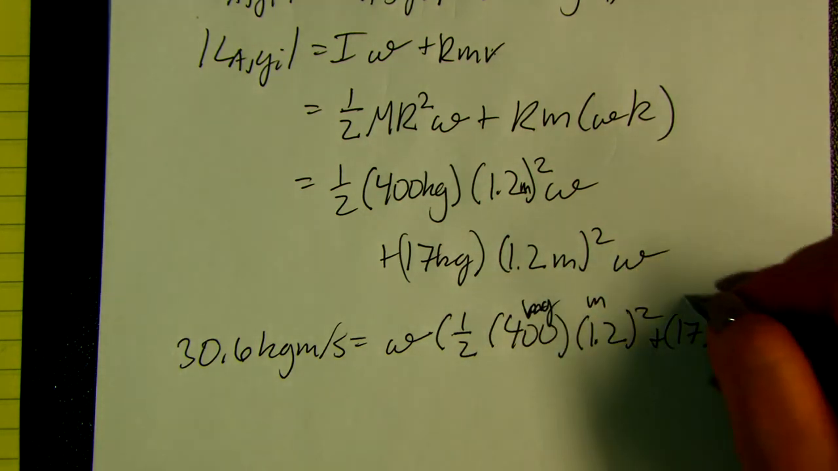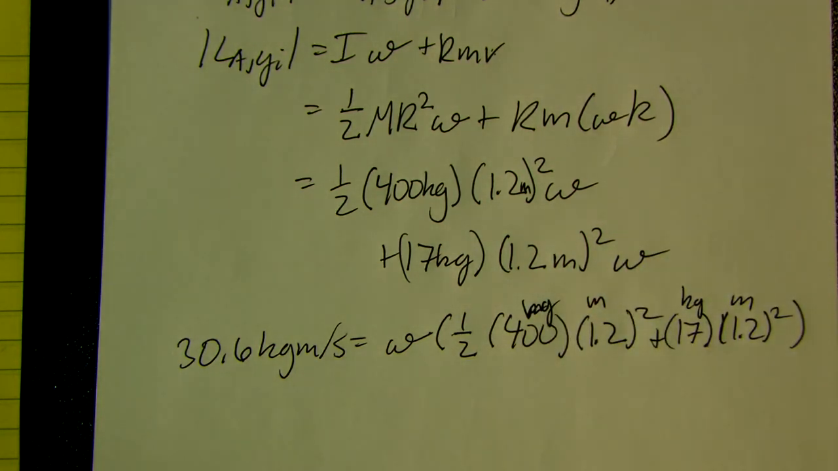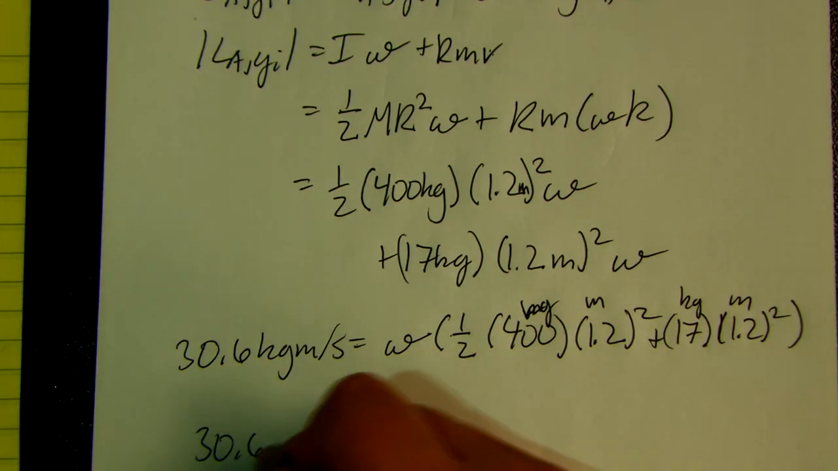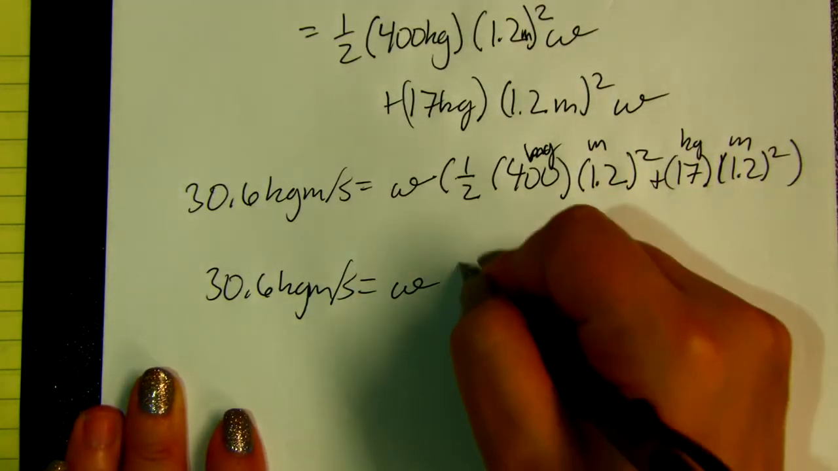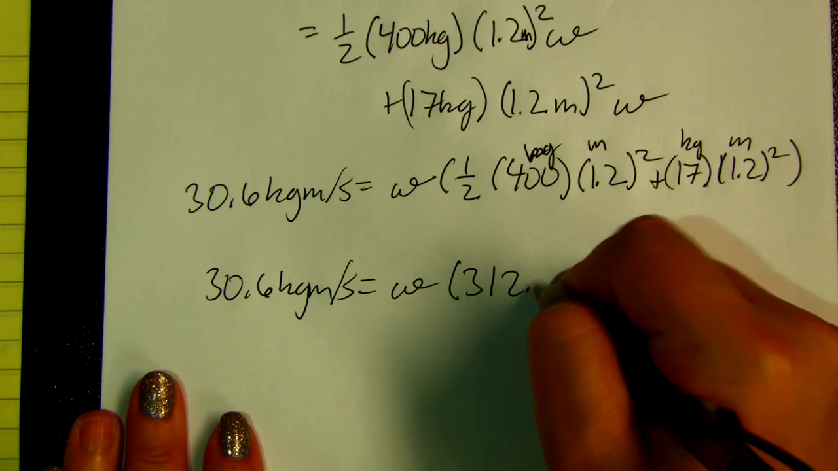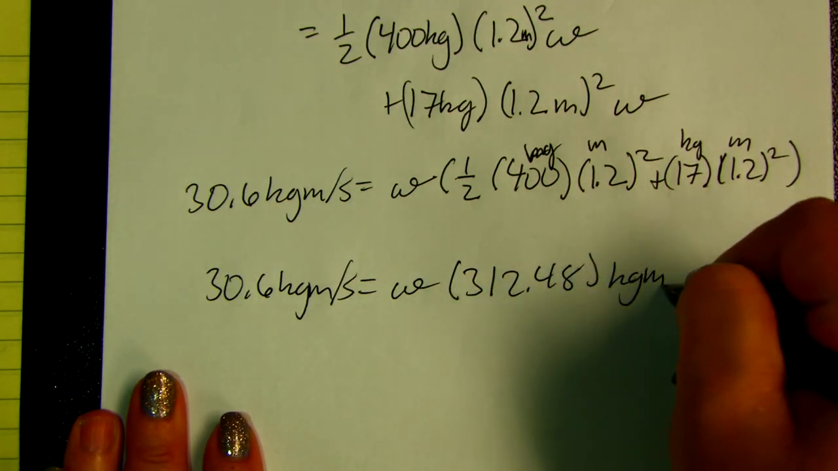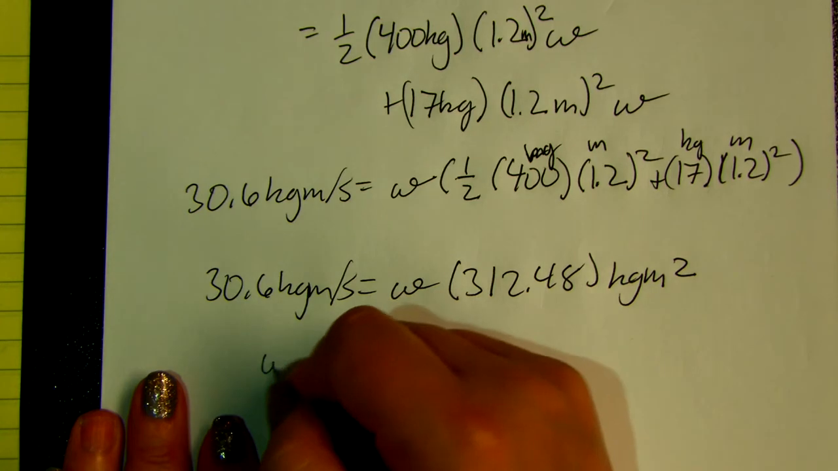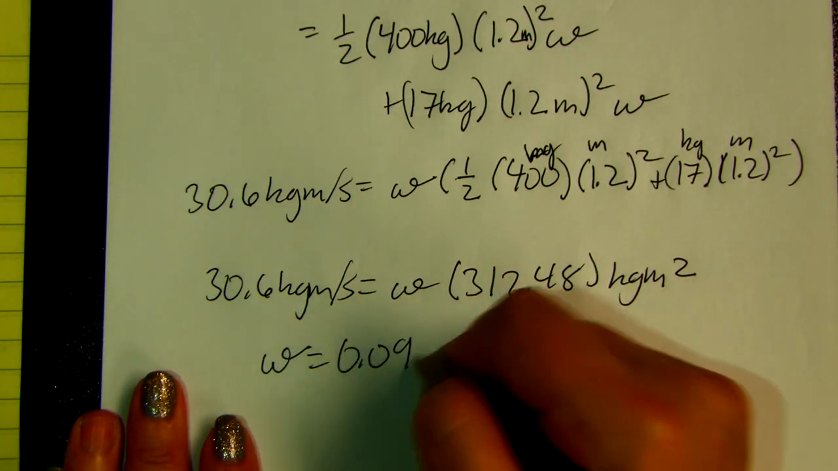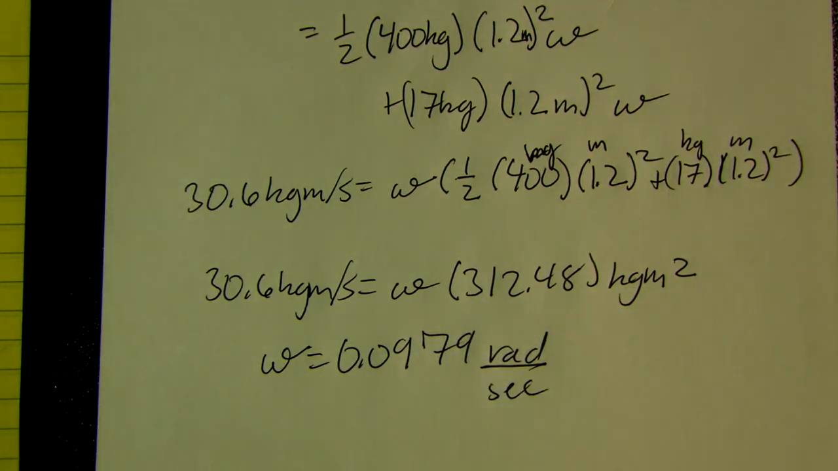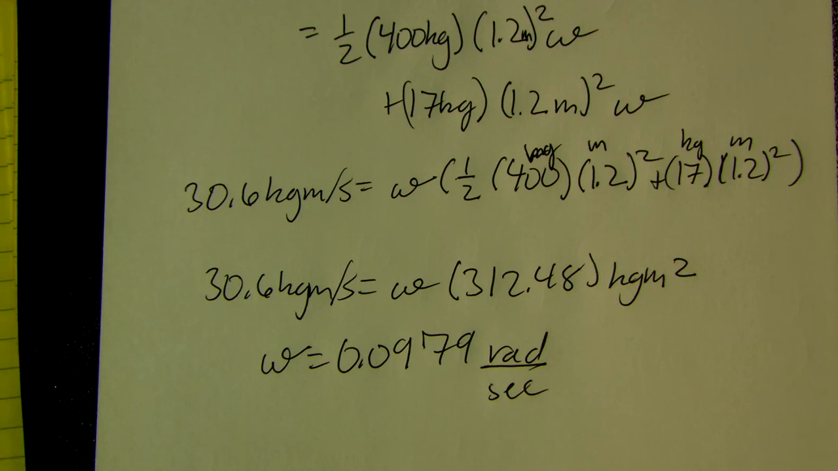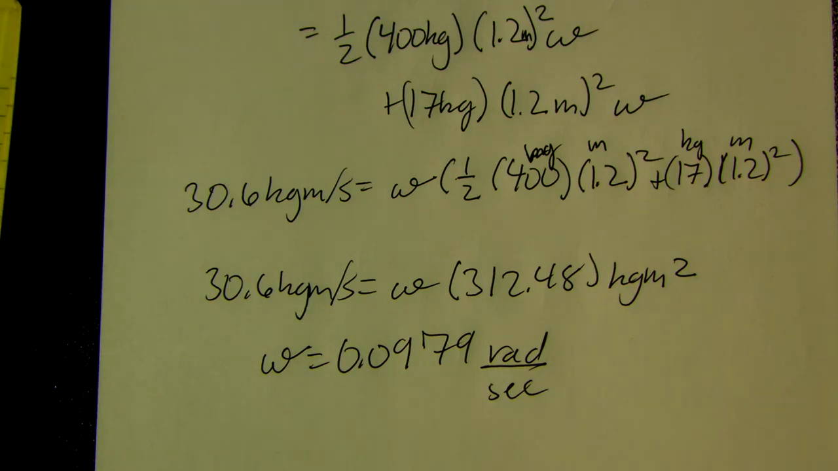This is of course kilograms meters squared. All right, so what we have is 30.6 kilogram meters per second is equal to omega times 312.48 kilogram meters squared, and therefore omega is equal to 0.0979 radians per second. And there you have it. So all we did was use the conservation of angular momentum and everything that we learned about the momentum formulations to go after this angular speed.